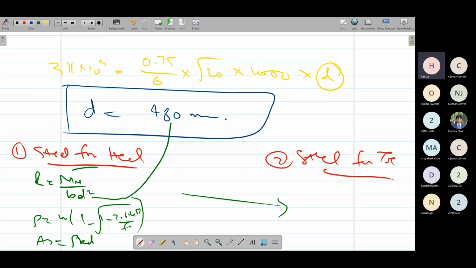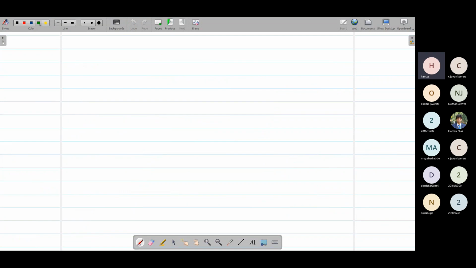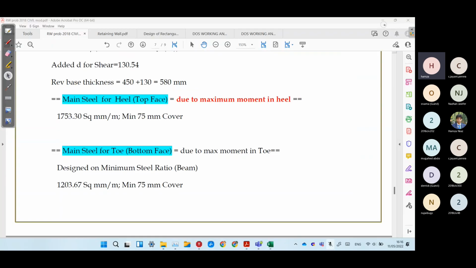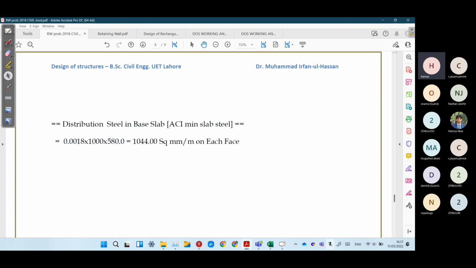Similarly, for toe, again we have to do the same thing. Just simply use the Mu for toe here, and Mu for heel here. And at the last we have to design the distribution steel. So the distribution steel is simply 0.0018 B H for grade 420. If the grade is 300 or 280, this is 0.002. So simply this way we can design the distribution and top and bottom steel for this.